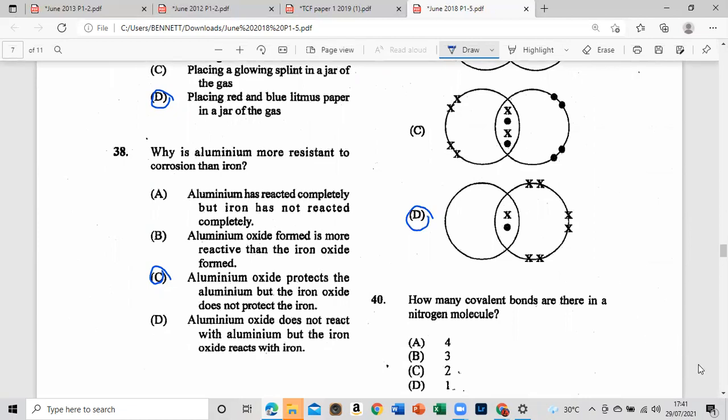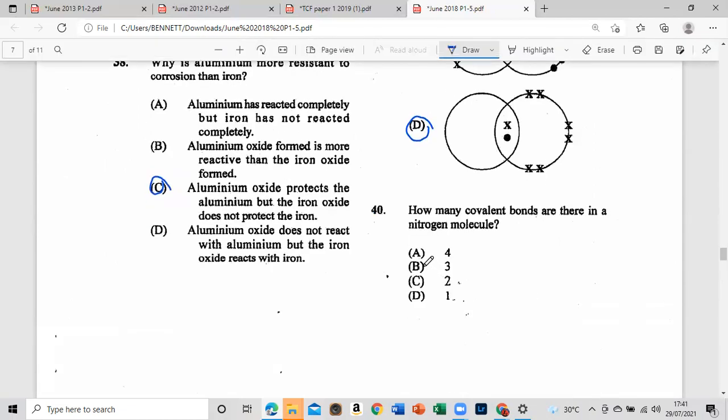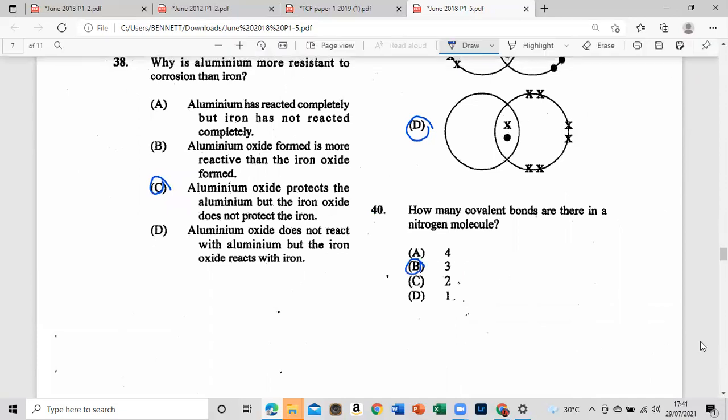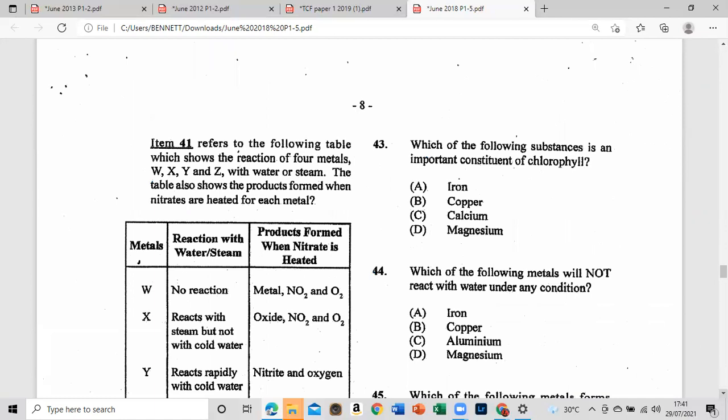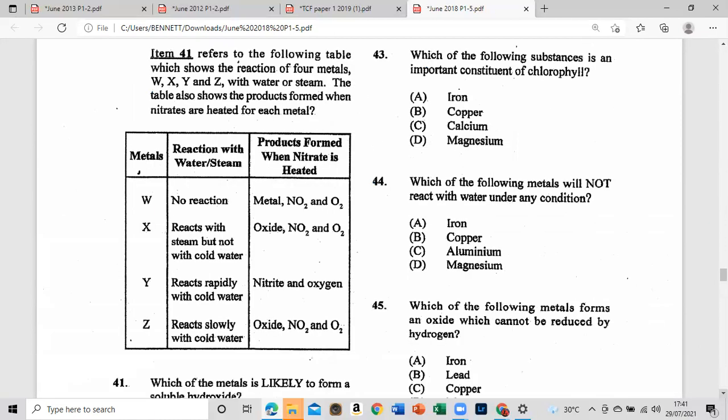How many covalent bonds are there in a nitrogen molecule? Oh, this is a number, we just go straight to it, right? 3 is the answer. Let's move on to 41. Going on fine, we're going on fine, we'll be alright, we will be alright. Item 41, refer to the following table which shows the reaction of 4 metals, W, X, Y, and Z, with water or steam. The table also shows products formed when the nitrates are heated for each metal.